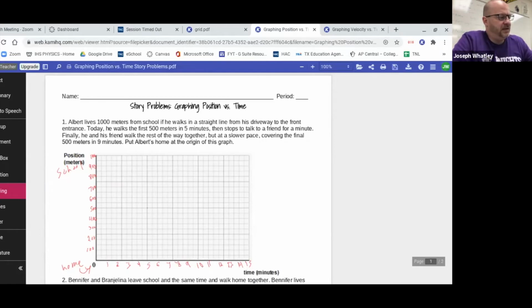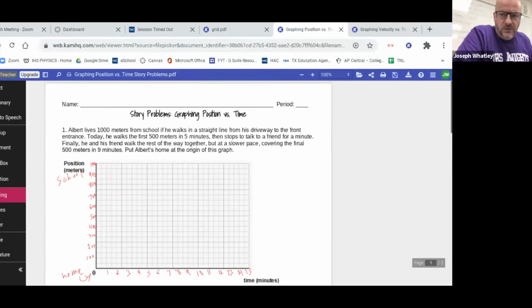Now, I've already gone ahead and put the axis on here because it's really miserable to sit here and watch me write the little numbers the whole time. What we do want to do is make sure that we list the correct ones. So we can read through the story. It says, Albert lives 1,000 meters from school. So I'm going to scroll this, let's see, 1,000 meters. So I know that's at least one distance I'm going to need. And if he walks in a straight line from his driveway to the front entrance, it's 1,000 meters.